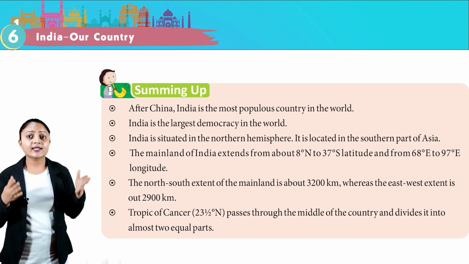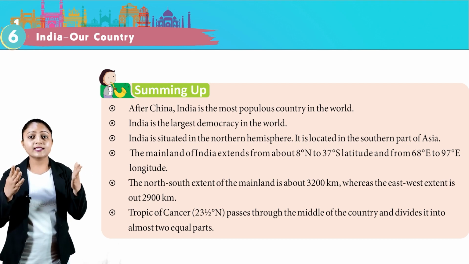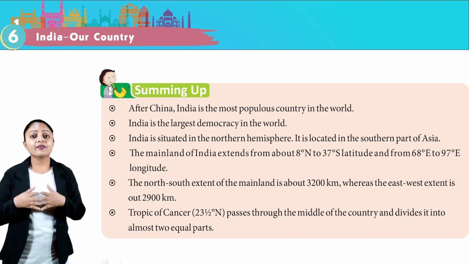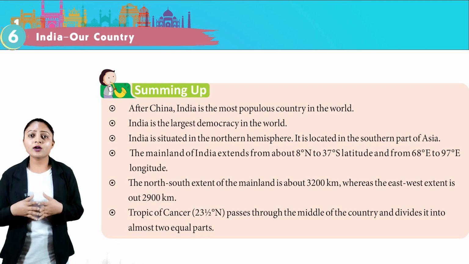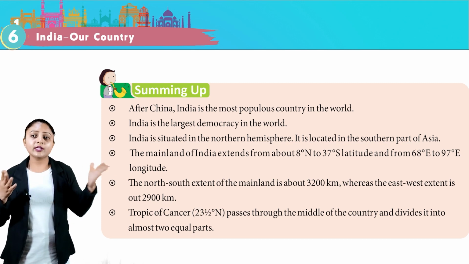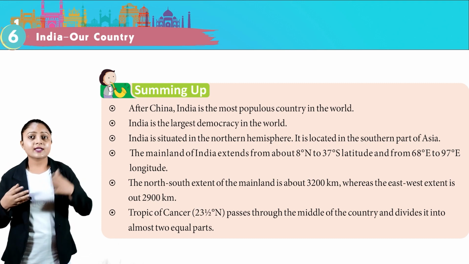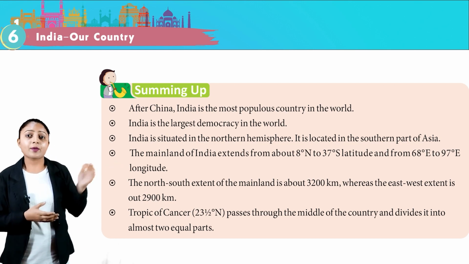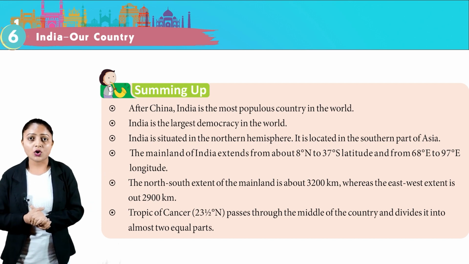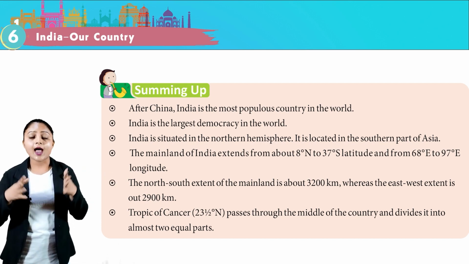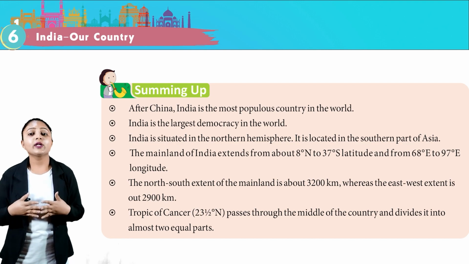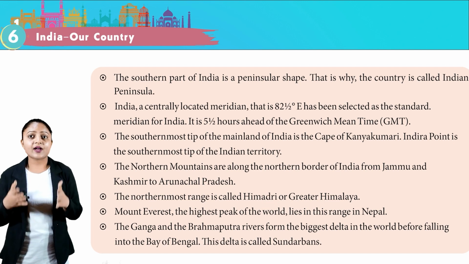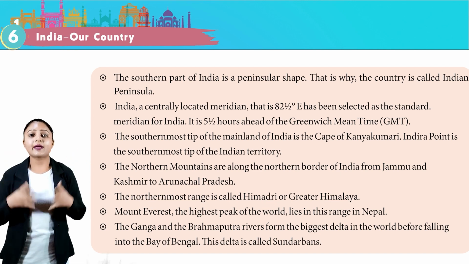The mainland of India extends from about 8 degrees north to 37 degrees north latitude and from 68 degrees east to 97 degrees east longitude. The north-south extent of the mainland is about 3,200 km, whereas the east-west extent is about 2,900 km. The Tropic of Cancer, 23.5 degrees north, passes through the middle of the country and divides it into almost two equal parts. The southern part of India is of peninsular shape. That is why the country is called the Indian Peninsula.